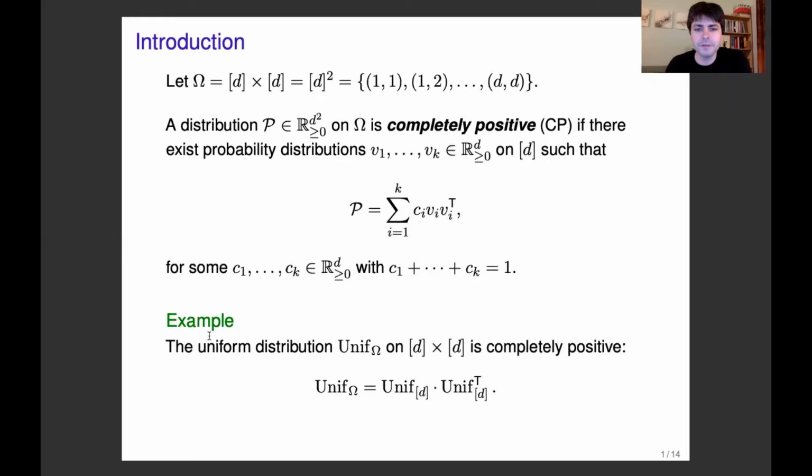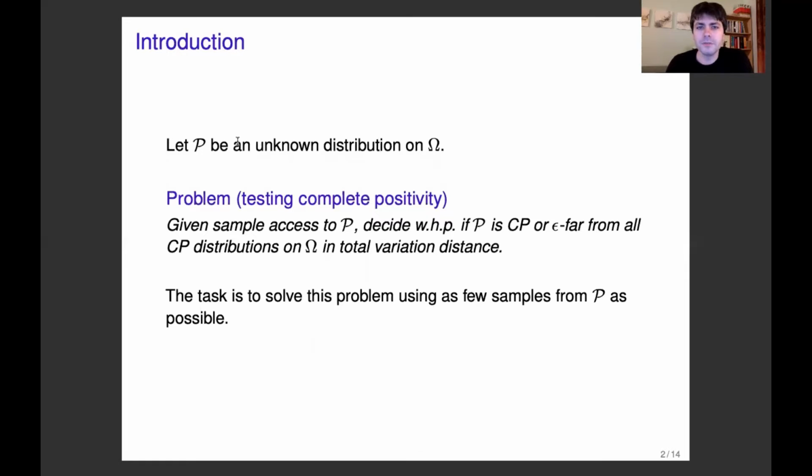So for example, the uniform distribution on omega is completely positive because it can be written as V times V transpose, where V is the uniform distribution on [d]. Now let P be an unknown distribution on omega and consider the following problem. Suppose you have sample access to P. You want to decide with high probability if P is completely positive or epsilon far from all completely positive distributions on omega in total variation distance. And the task is to solve this problem using as few samples from P as possible.